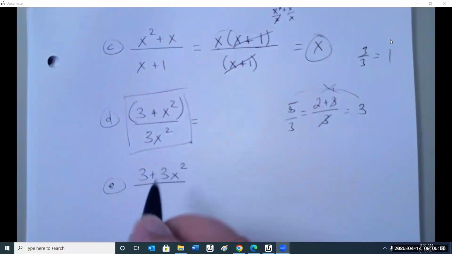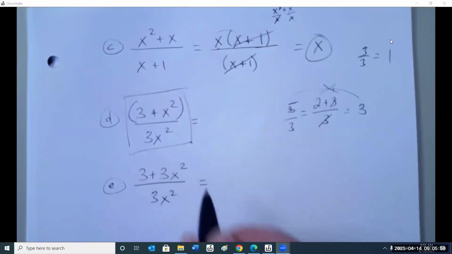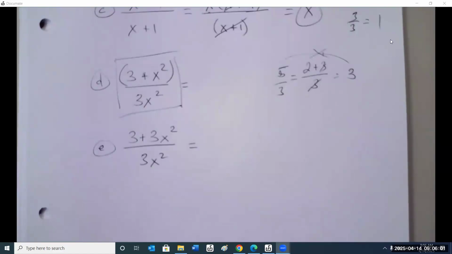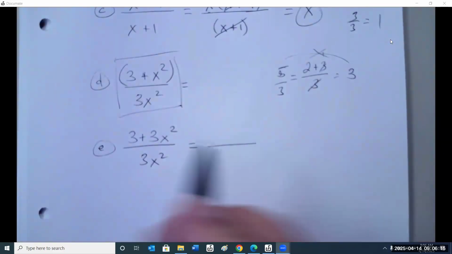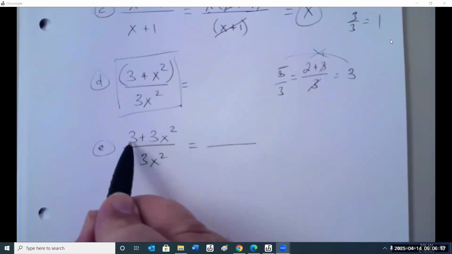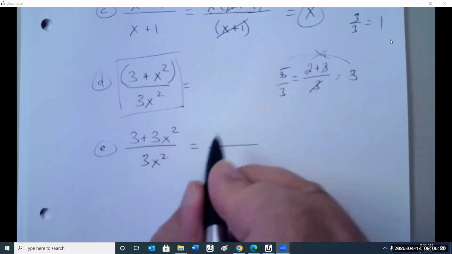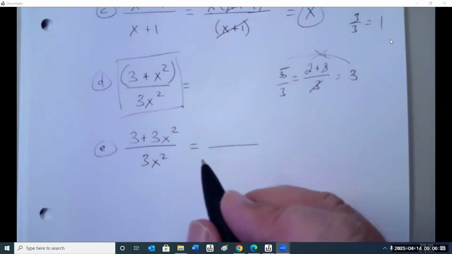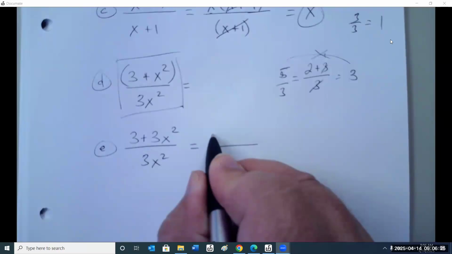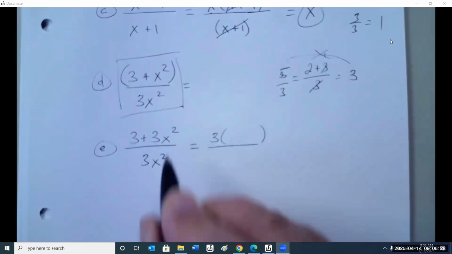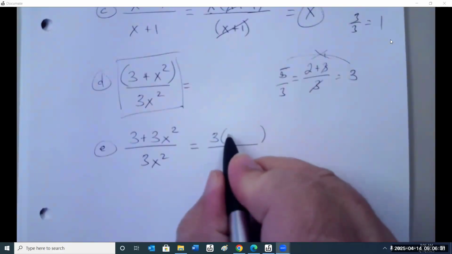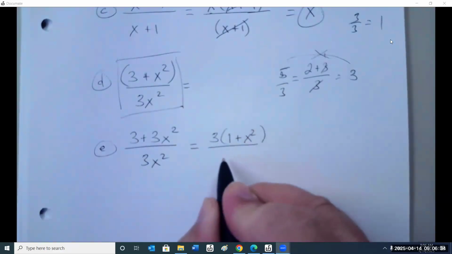3 plus 3x squared over 3x squared. What does that equal? Well, what can we cancel? What can we factor out? Can we factor out x squared out of this one? No. So what on the top? Treat the top and bottom separately. What can we factor out of the top? They both have a 3. If we take out a 3, what do we have left in there? That'd be 1 plus x squared.